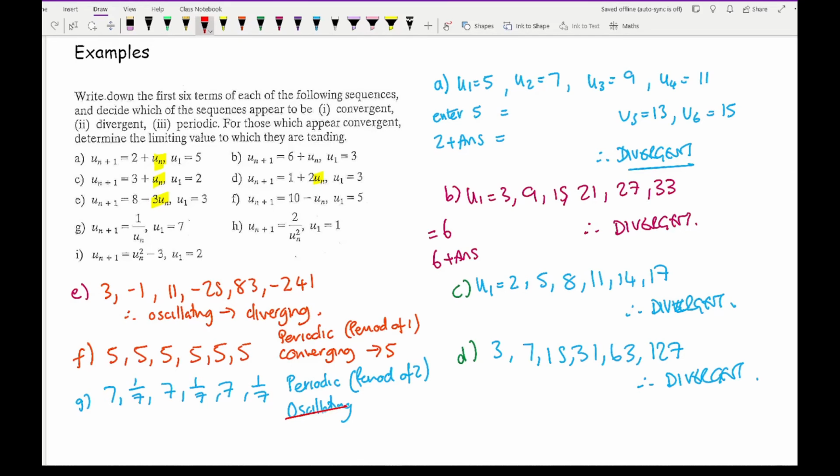Then in terms of H, what we then need to do is substitute the numbers in. So starting with u1, we've got 2 over u_n squared. So the first term is going to be 1, and then we enter that in. The next value is going to be 2, then it's going to be a half, then it's going to be 8, then 1 over 32, and then 2048. And this is going to be diverging as it tends towards infinity.